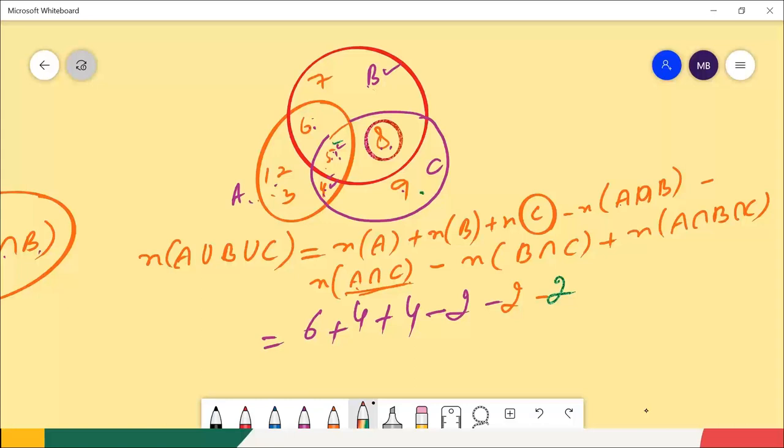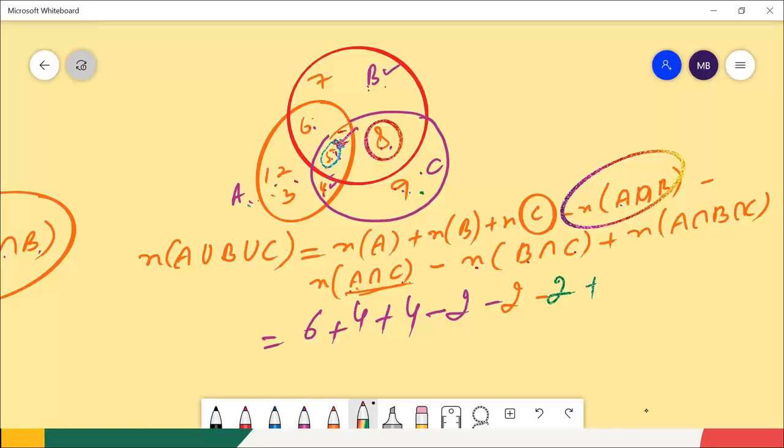But if you look at it closely, this 5, which is common between A, B and C, was counted thrice, but then it was excluded three times. It was excluded when we excluded A intersection B. It was again excluded with A intersection C. It was again excluded when B intersection C. So this means this 5 was removed three times. It has not been added.